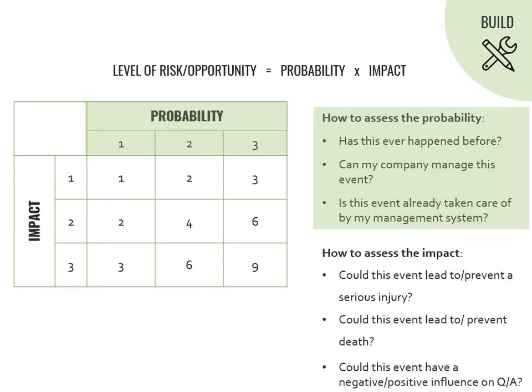Before jumping to some examples, it's better to elaborate more on these concepts. How do we assign these probability and impact values? You have different ways to do it. The most effective is to choose a set of questions that may help you to assess the right values. For the probability value, you have to ask yourself, has this ever happened before? If yes, high value. If not, low value.